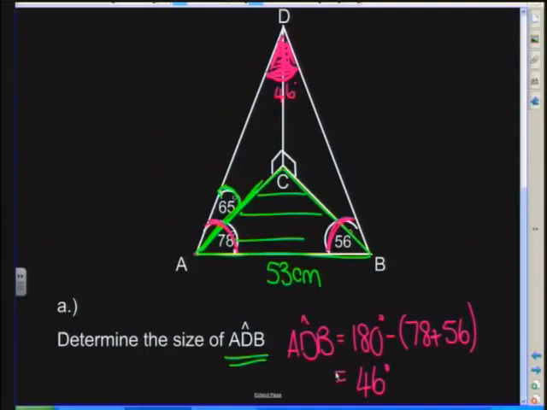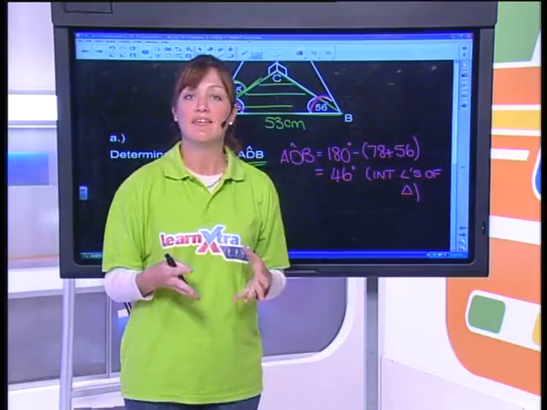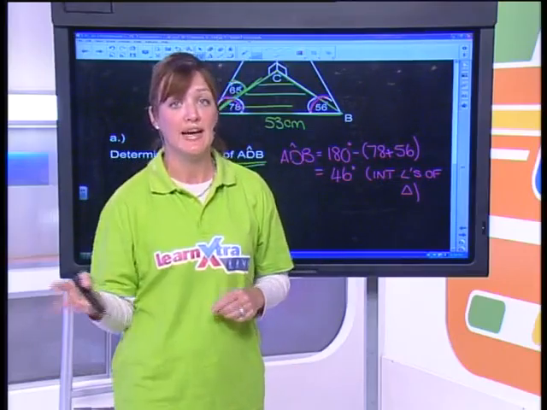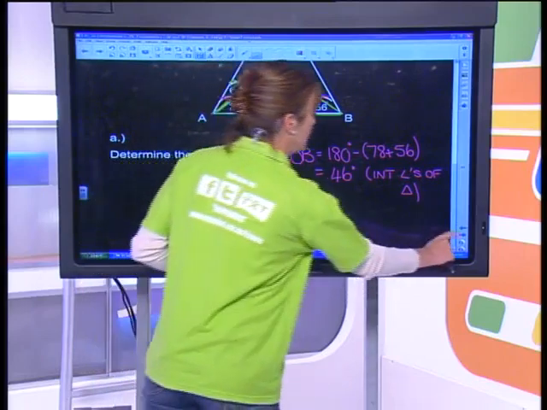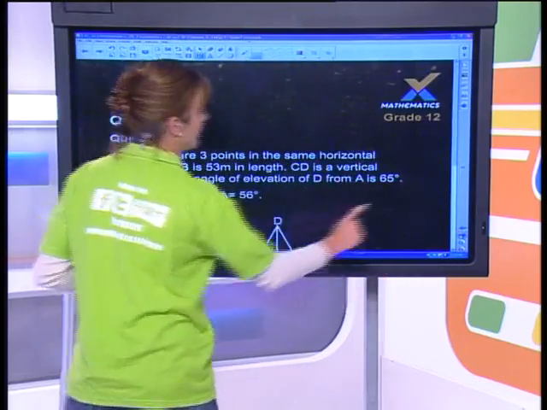Okay, right, so that was an easy one. Please don't forget that we do require reasons, okay? So the reason why we gave that is because it was the interior angles of a triangle. All right, the interior angles of a triangle always add up to 180 degrees. Right, now that we know that that's 46, let's see what the next thing is that they are asking of us.